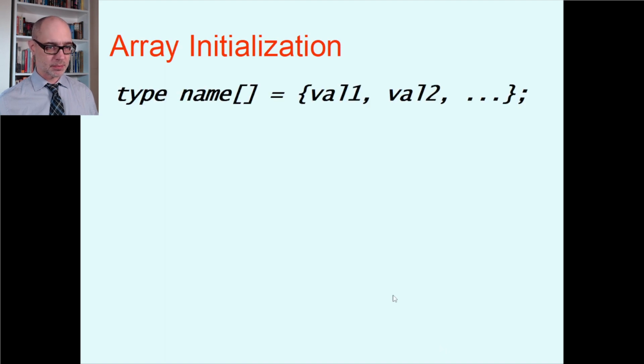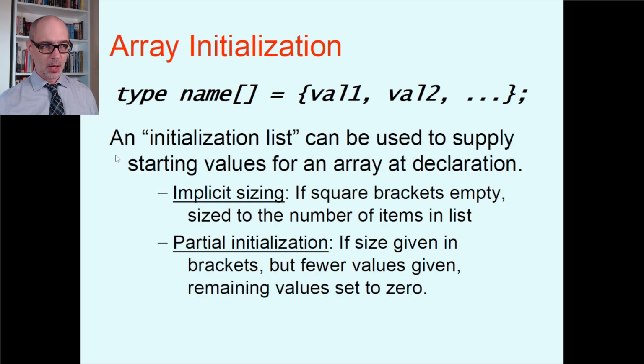Here's another option. You can initialize an array to begin with, and it's going to look like this. You're going to declare an array, and in the exact same line, you can write down equals, curly braces, and the stuff that you want the array to start with when the program starts up. So that is called an initialization list. This bit here in curly braces with a bunch of things separated by commas, that's an initialization list. You should know that phrase. And what that is doing is it's supplying starting values for an array at declaration.